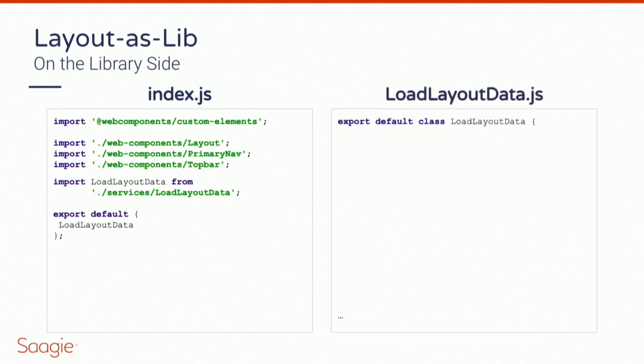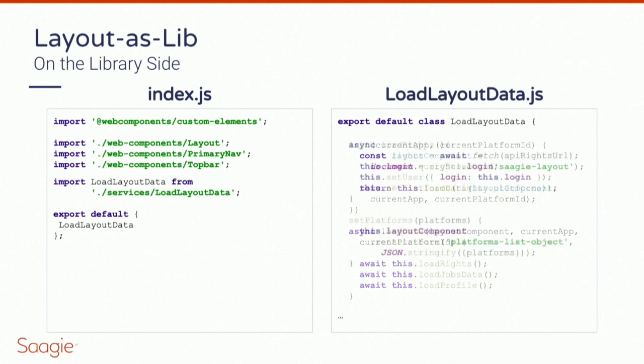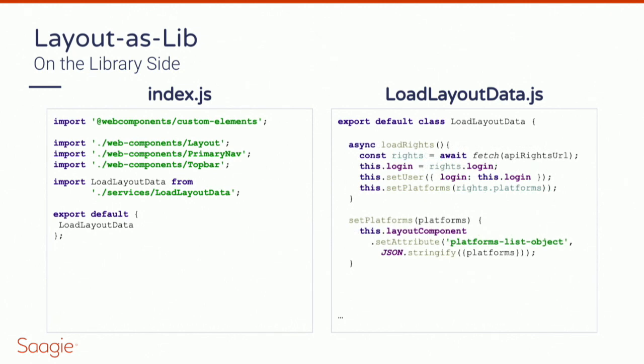And this load layout data class is going to be in charge of making every API call needed to configure properly the menus in function of the user rights and profile. And that's all it's going to do. It's not going to modify the rendering, it's just going to make API calls. So we are retrieving, once again, the Saagie-Layout component, and then we are calling the load data method. And the load data method knows, okay, I need to have rights, and I need to have the profile, and I need to have jobs data. Great. And each method is going to give us back some part of the profile of the user.